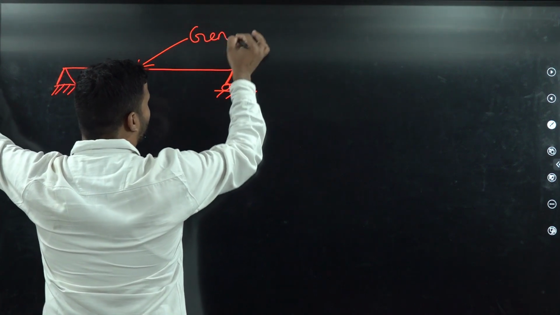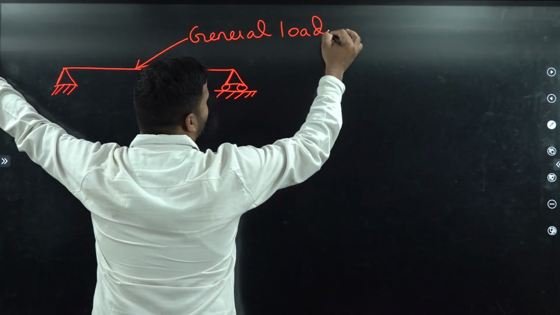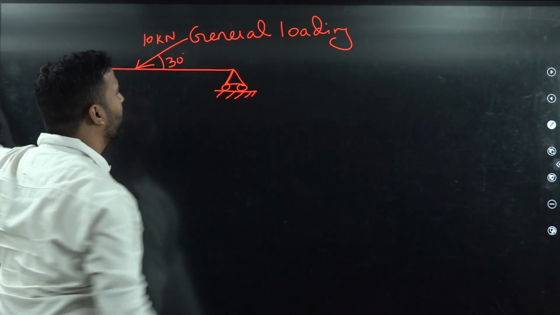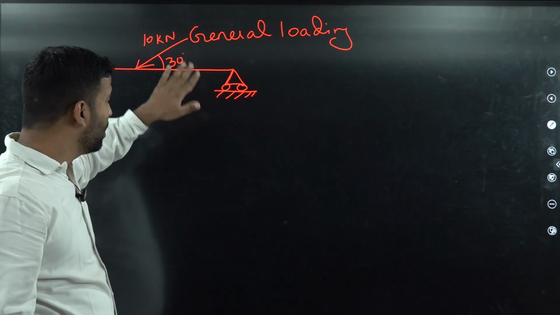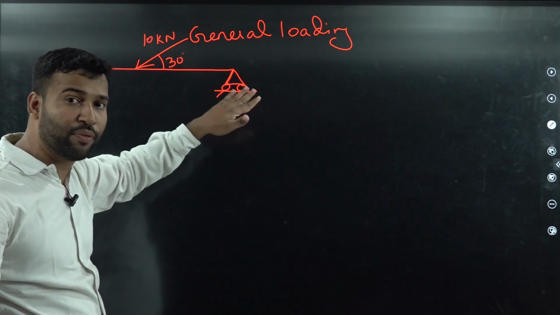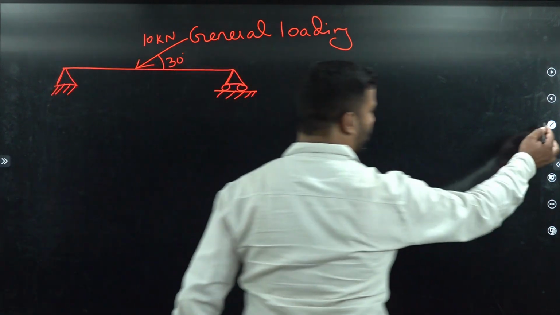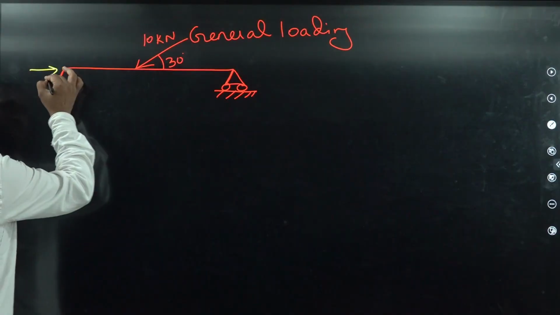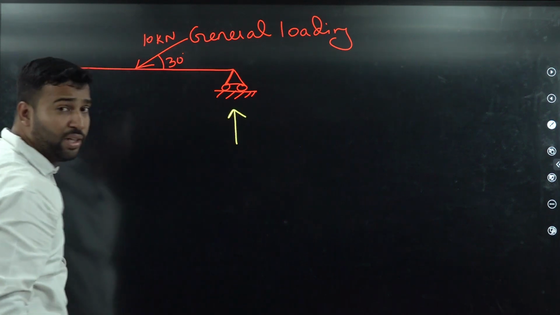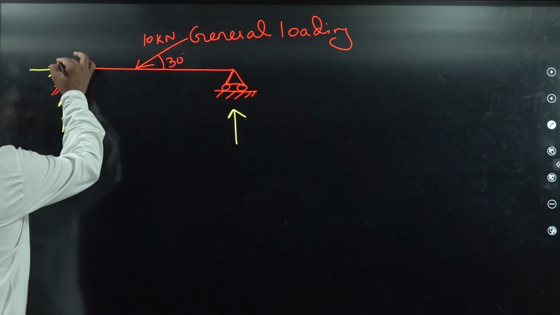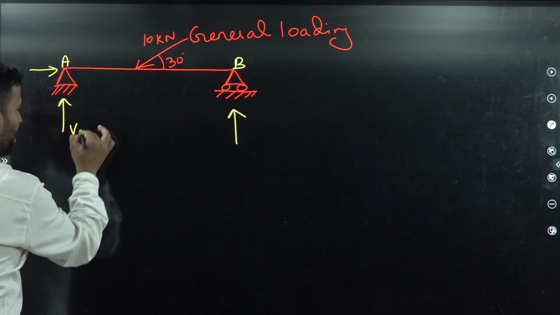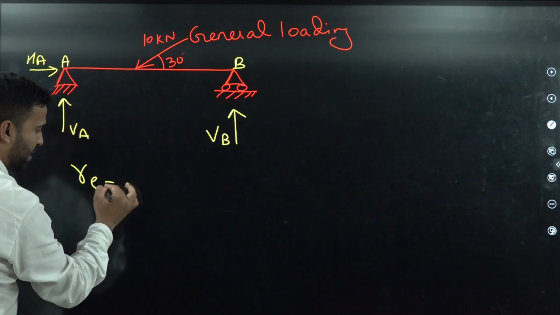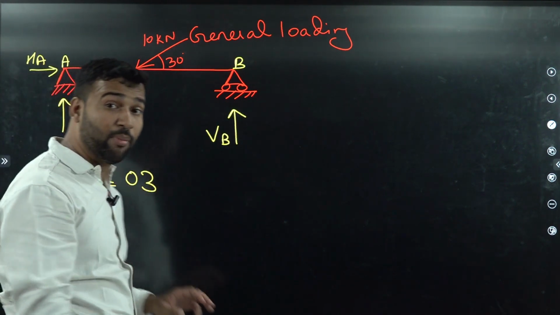So let us suppose this beam is subjected to a general loading of intensity 10 kilonewton at an angle of 30 degrees. Now just find here, students, the number of support reactions as well as the number of equilibrium conditions. We know that at a hinge support we will have two reactions, vertical and horizontal, and on a roller support we will have only one reaction, in the upward direction. If we name the supports A and B, this will be VA, this will be VB, the vertical reactions at A and B, and this is the horizontal reaction at A. So how many support reactions exist here? That is 3.